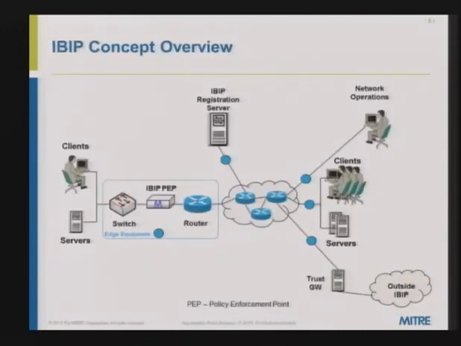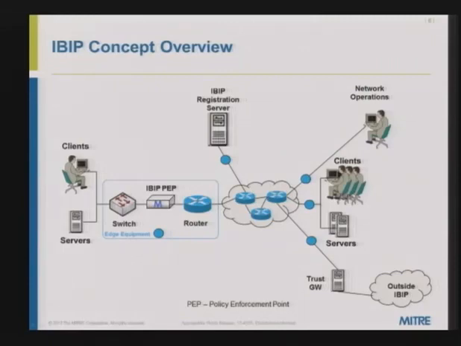So let me go over the architecture here. The IBIP architectural concept involves making operational distinctions between clients, servers, and infrastructure devices, and between IBIP-enabled endpoints, either within a local enclave or outside through a trust gateway. IBIP policies are enforced at each edge point of the network using COTS switches and routers and a MITRE-developed IBIP policy enforcement point, or PEP, which serves as the main policy enforcement point.